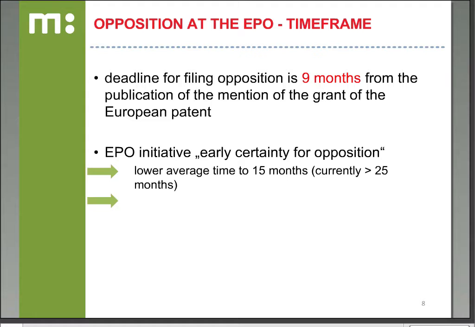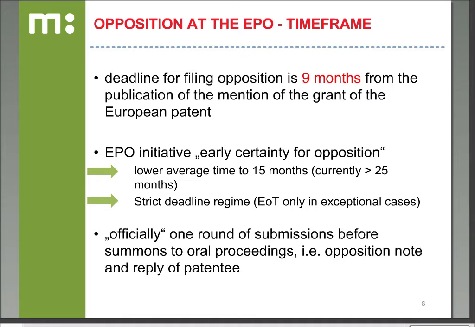There is, linked with this initiative, a rather strict deadline regime. So once you file an opposition, the EPO will forward it to the patentee, who has a strict time limit to reply. And extensions of time are only allowed in exceptional cases with the EPO. And officially, it's also planned that there will be only one round of submissions before the summons to oral proceedings. That means you file your opposition notice, and the patentee will then reply.